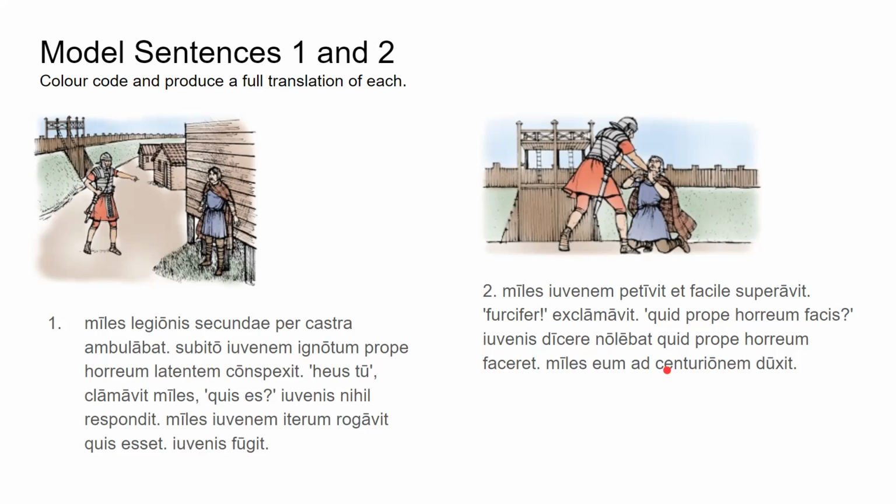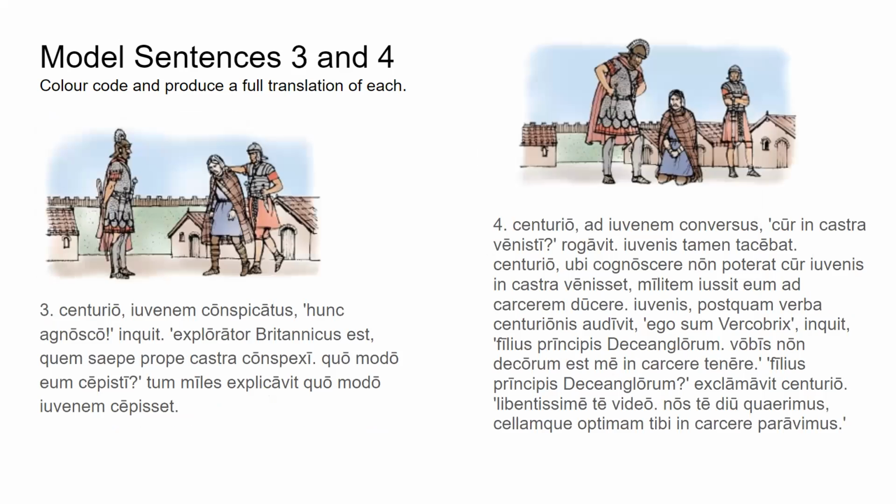Miles eum ad centurionem duxit. So the soldier led him to the centurion. Centurion is an officer, someone who's in charge of a group of soldiers in the Roman military. You can always tell because they have this thing on the top of their helmet. It's called a comb, and it goes not front to back, but side to side.